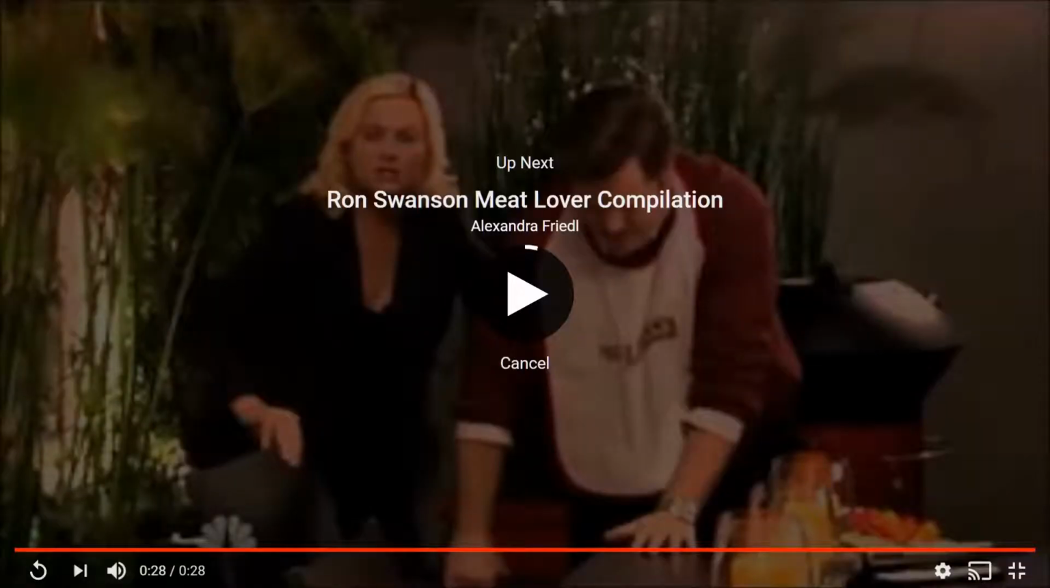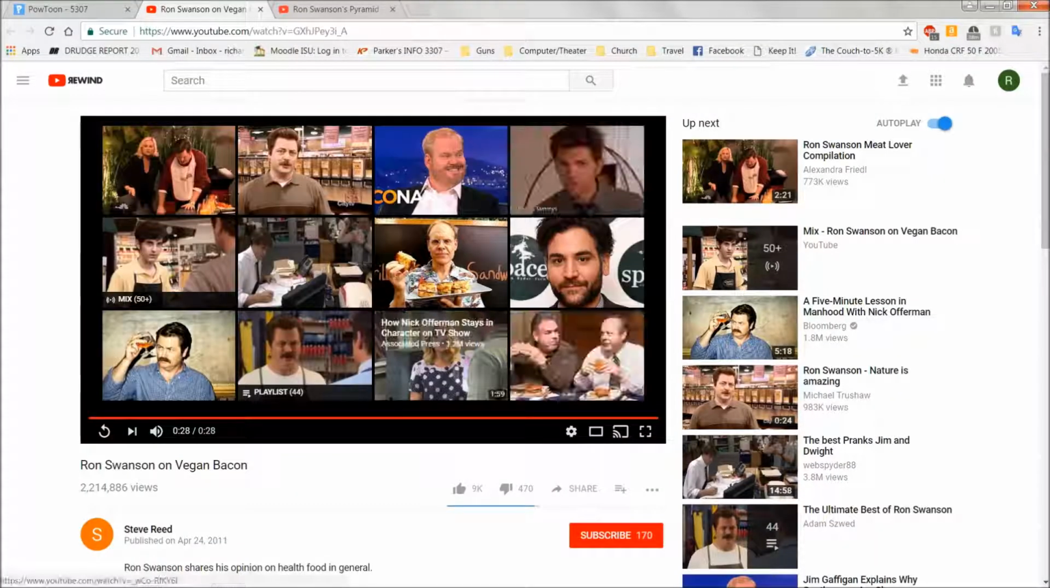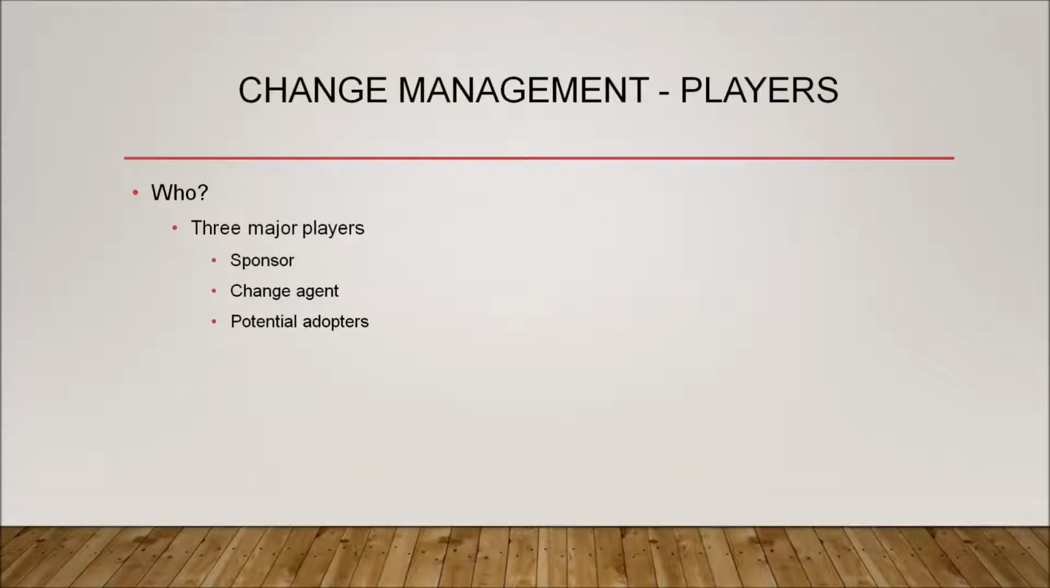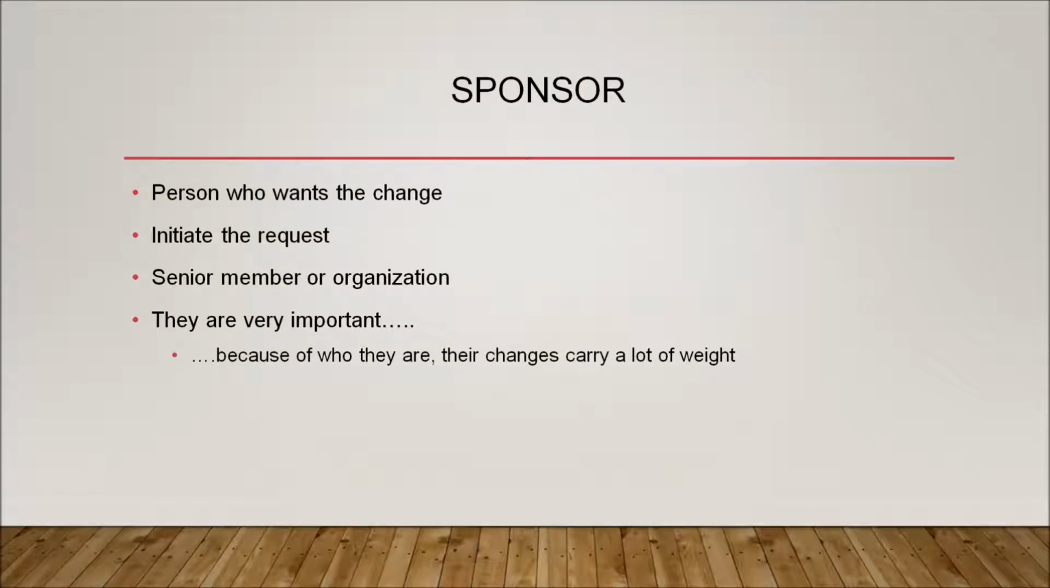So as you can see, people are very resistant to change, and that can cause a lot of problems. So who are the players? Who's involved in change management? Well, you have a sponsor, you have a change agent, and then you have potential adopters. So the sponsor, this is the guy who wants the change. He initiates the request for the change.